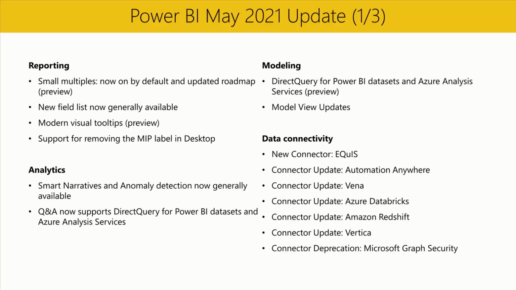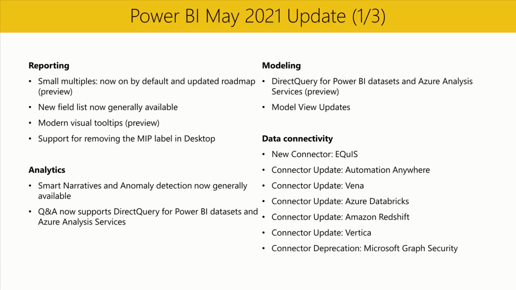In the data connectivity section, we have several new and updated connectors this month. First, we're excited to announce the release of the EQuIS connector in Power BI Desktop. This connector unleashes the power of EQuIS data by enabling direct and easy access via the EQuIS Enterprise REST API. The EQuIS connector supports 3 types of user authentication: Basic, API token, and organizational account. It also allows users to import a variety of EQuIS datasets into Power BI.